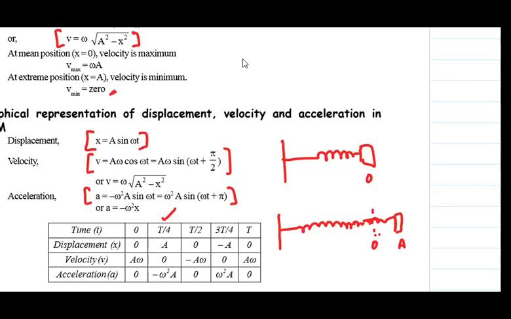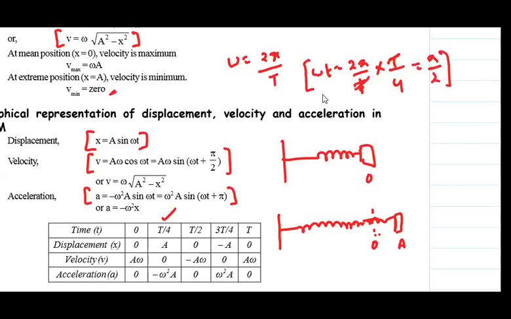And we know that omega is equal to what? 2 pi by T. Yes or no? 2 pi by T, right? And when you're saying t is equal to T by 4, so omega t is equal to 2 pi by capital T into T by 4, right? Which is pi by 2. Agree? This is how you have to solve it, right?